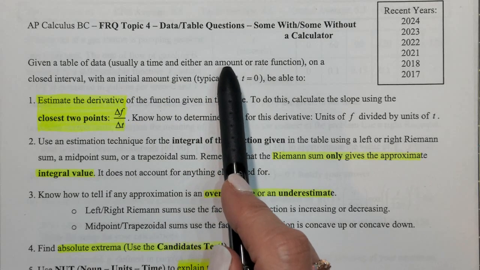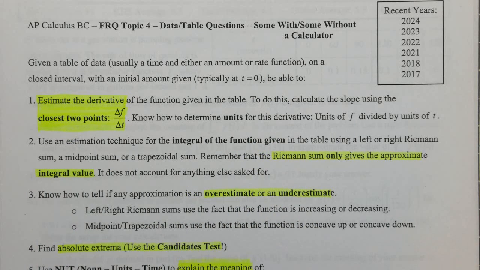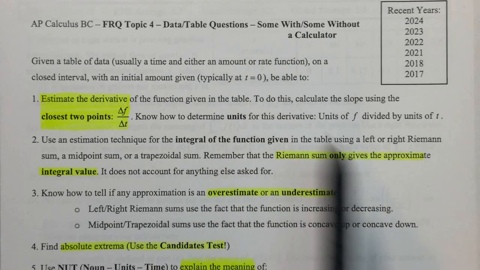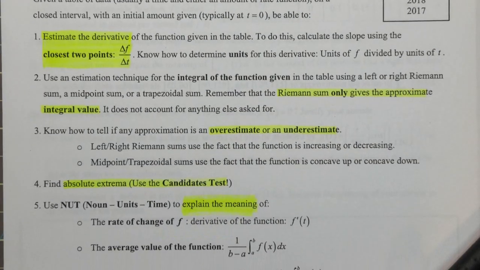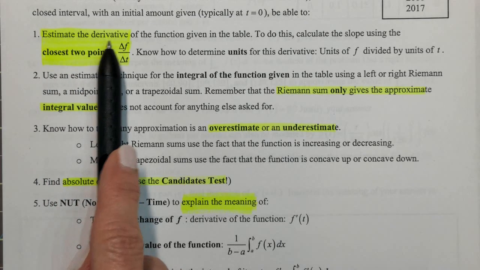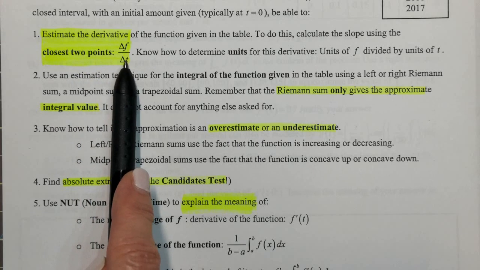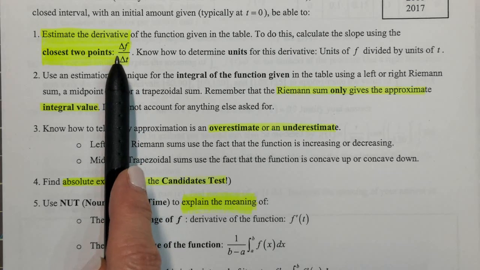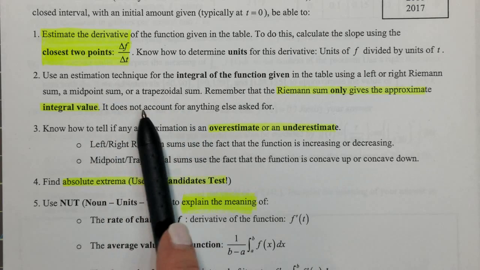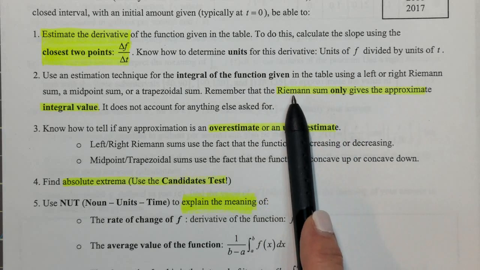And you'll either be given an amount or a rate function. So you have a closed interval given by the table usually with an initial amount typically at time 0. So you need to be able to do several things. You need to be able to estimate the derivative of the function given in the table. You do this using the closest 2 points, the closest 2 times to the time that you're given in the derivative. Okay.